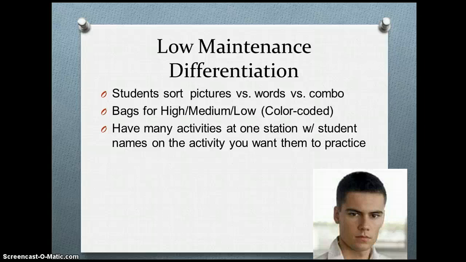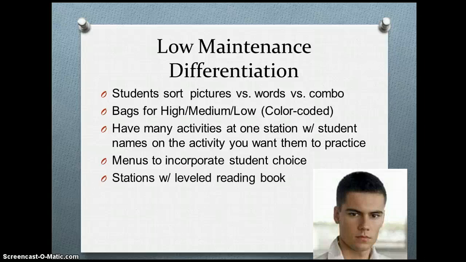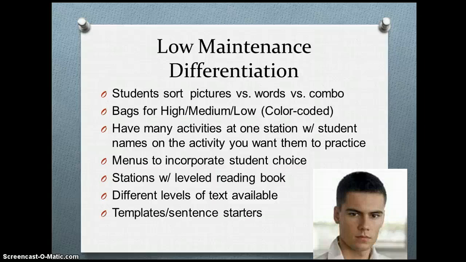Also, you can have many activities at one station and then write the student names next to the activity you want them to practice. Similar to a menu, you can do a menu of options and you can incorporate student choice that way. You could also have students use their leveled reading book that's at their level and do the work with a text at their level. That's an easy way to differentiate. Or again, have different levels of text available so they can self-select the text that works best for them. And then having templates and sentence starters for any writing activity that they might be doing is a great thing as well.